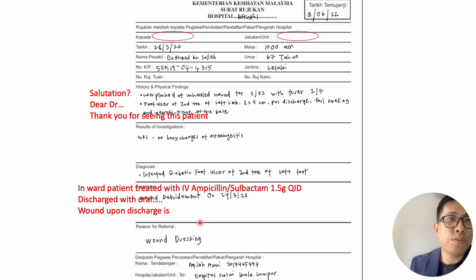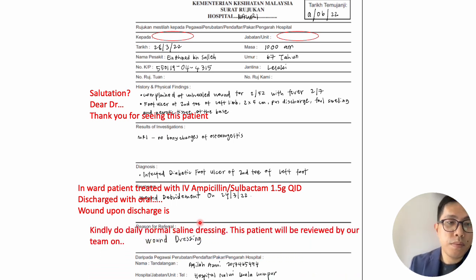Okay, so if the wound is healthy upon discharge, then when they review the patient and do the wound inspection for dressing, they can tell if the wound now looks very unhealthy. Right, so write something like this: kindly do normal saline dressing. This patient will be reviewed by our team on, for example, a certain date. Okay, so they will know that this patient is being seen by your team in another few weeks' time, for example, but in the meantime you want klinik kesihatan to do dressing for him.